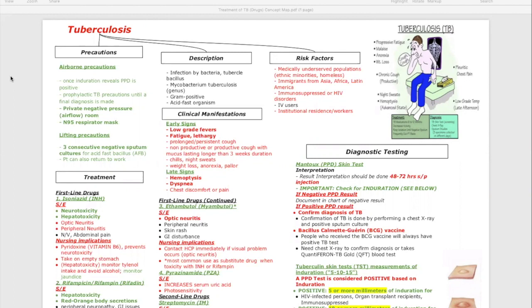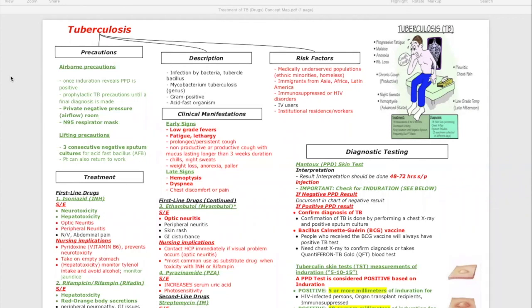People who are more susceptible to TB include medically underserved populations such as ethnic minorities or the homeless, immigrants from Asia, Africa, and Latin America, folks who are immunosuppressed or who have HIV disorders, and IV drug users. Also, there are institutional residents and workers, so patients in hospitals who don't have TB yet, or people who work in the hospital, such as nurses and doctors. These populations are more susceptible to tuberculosis.